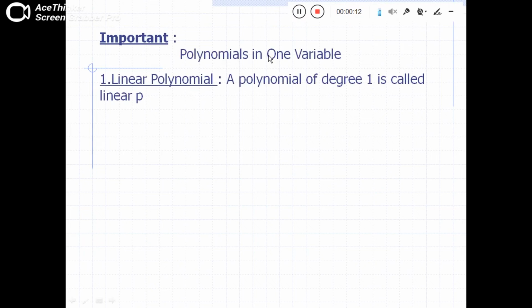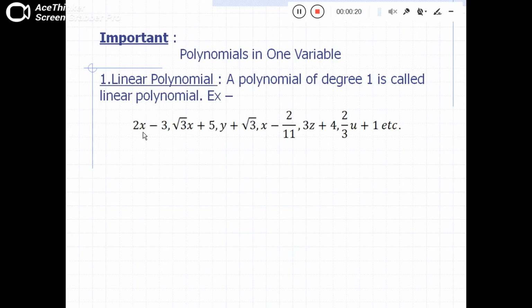That is a polynomial in one variable. A polynomial of degree 1 is called a linear polynomial, that you have read. 2x minus 3, its degree is 1, variable is 1, so degree is 1. It is called a polynomial. Like the second polynomial is root 3x. Just see, this square root is not on x, it is only on 3, so its degree is 1.